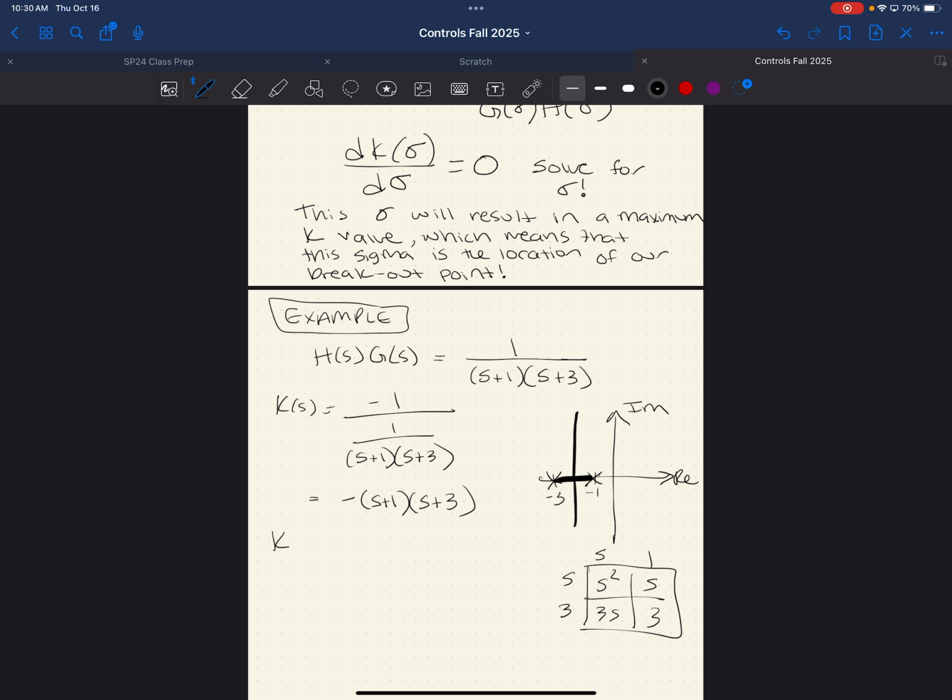So K, I want to plug in only a real value of S, so just the sigma portion, should be equal to minus sigma squared minus 4 sigma minus 3. I can take a derivative of this with respect to sigma and set it equal to 0.